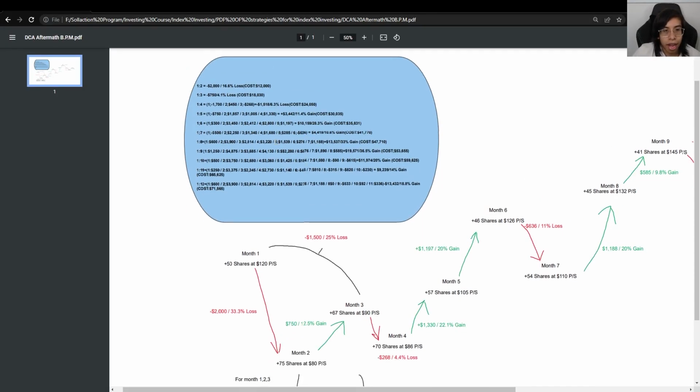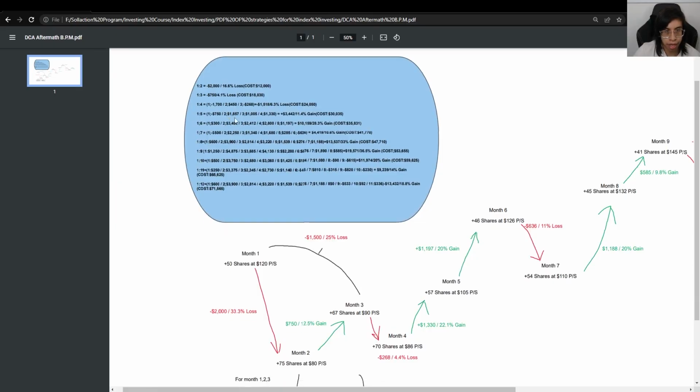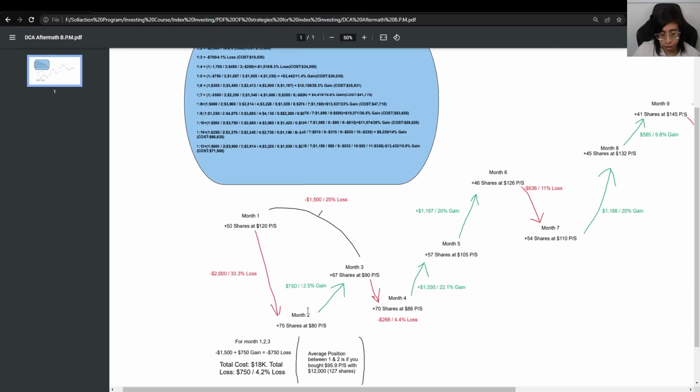So you can see that by 1 to 4. Just so you can understand, when I say 1 to 2, it doesn't mean that you're taking the gain on the second month. Why? Because you just bought in the second month. We're not on month 3. On month 3, it's delivering you the gain because it's now $90, and this was at $80 in month 2. So you see the difference there.